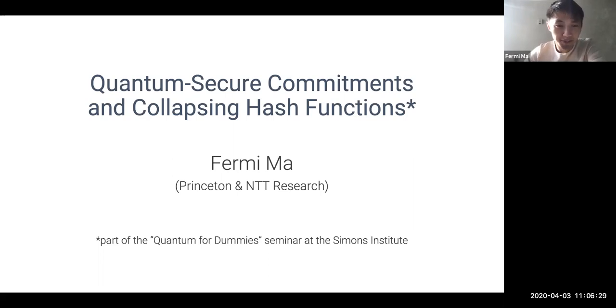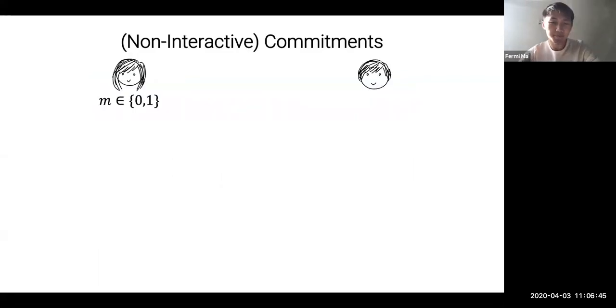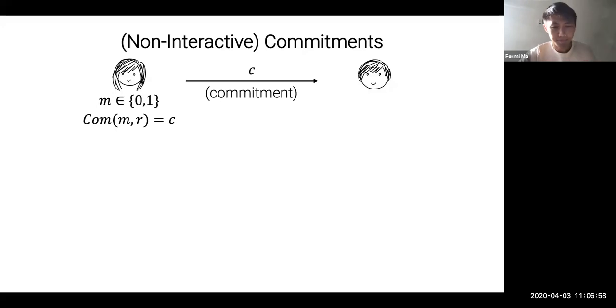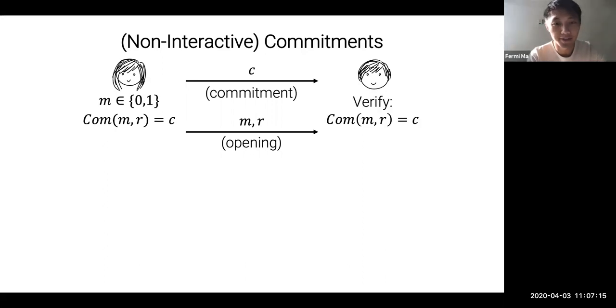The focus of today is to talk about the right definitions for commitment schemes in the quantum setting, and look at analogous questions for defining collision-resistant hash functions in the quantum setting. To start, I'm going to put up the definition of a non-interactive commitment in the classical setting. We have Alice and Bob. Alice has some message bit M that she wants to commit to. So she samples some random string R, gets her commitment C, sends it over to Bob. Later on, when Alice wants to open this commitment, she sends along her message along with her opening R, and Bob just verifies that this actually equals C.